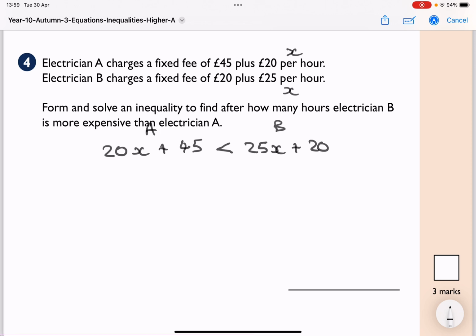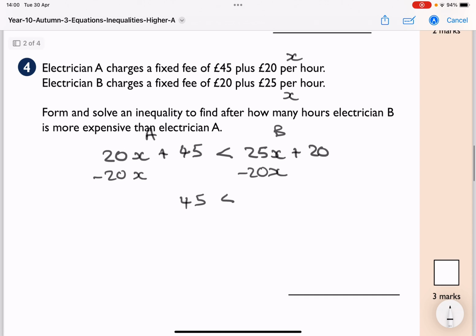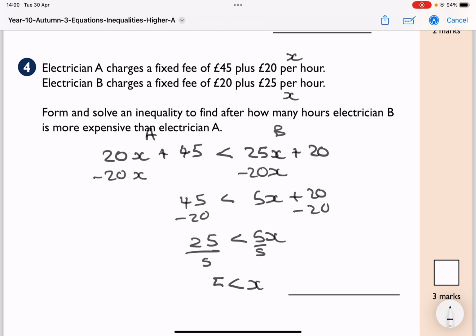The first thing that I've got, look for the smallest x, which in this case is the 20x, and take that away. So I'm taking the 20x away from both sides. That leaves me with just 45 on the left. 25x take 20x is 5x plus 20. Then I'm taking the 20 from both sides. So I've got 25 is less than 5x. And then what I've got is I'm dividing by the 5. So x is greater than 5. Okay, so that's saying x is greater than 5 hours.